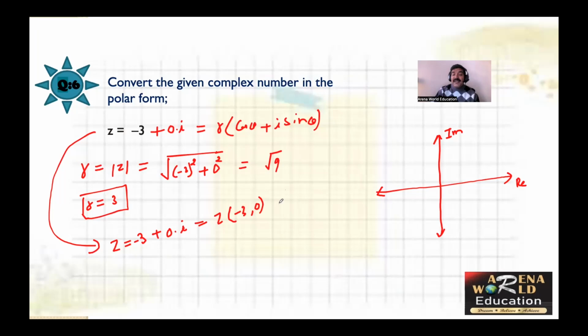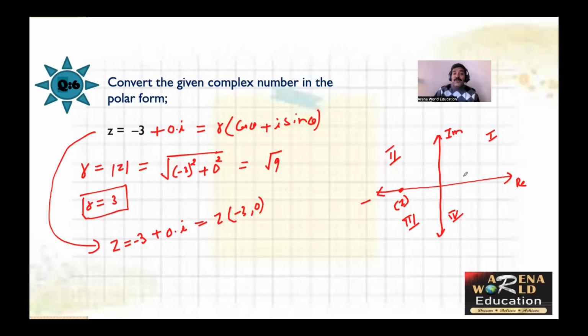Minus 3 comma 0 is not in any of the quadrant, right? This is your first quadrant. This is your second quadrant. This is your third quadrant. This is your fourth quadrant. But minus 3 comma 0 will be on, yes, real axis, on negative side, right? Because here you are having minus 3 comma 0. So this will be your z, right? Now tell me, this is your z.